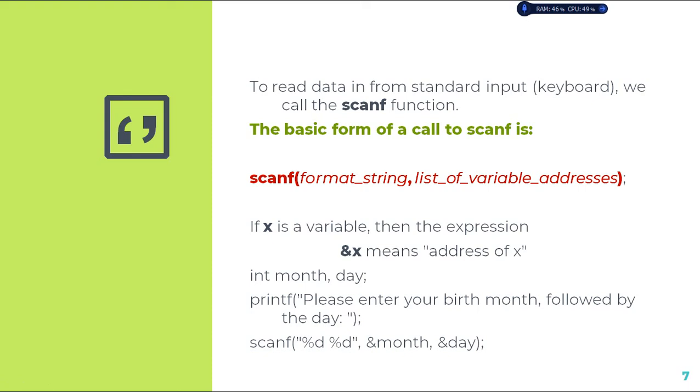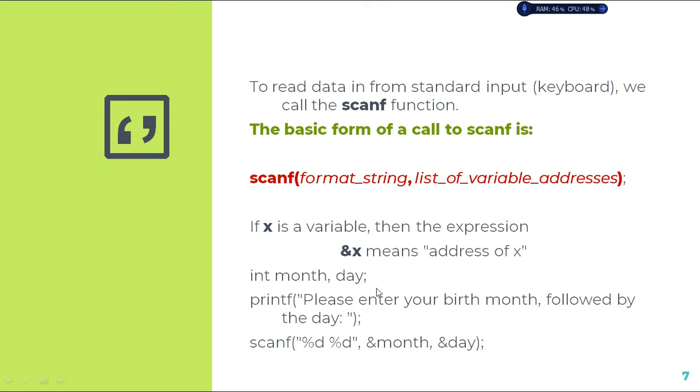So instead of giving the variables like in your printf statement, you just provide the address of the variable. In the C programming language, the address of a variable can be retrieved by using the ampersand symbol. So by using this ampersand symbol, we can retrieve an address. If x is a variable, then the expression &x means the address of x. Whenever you try to read something from your keyboard, you need to give the address of that particular variable.